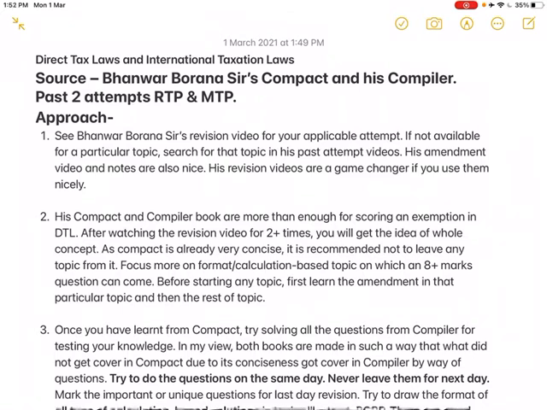The source which you should be using is Bhanwar Borana Sir's compact and his compiler. He's one of the best teachers in the country for direct taxation laws in CA final, and his compact and compiler are very good books for passing the exam, obviously. And the past two attempts RTP and MTP.